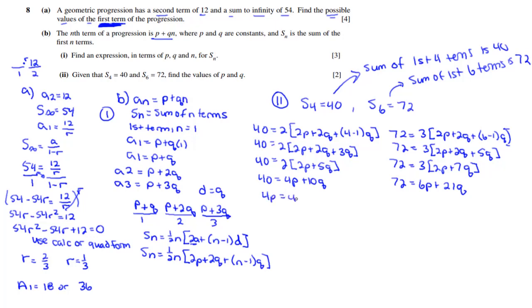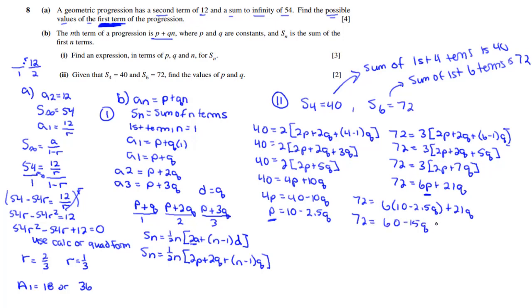Well, I'm going to try to get p by itself. I'm going to divide everything by 4. p is going to equal 10 minus 2.5q. And now that I know what p is equal to, I can plug in where p is in the other one, 10 minus 2.5q.